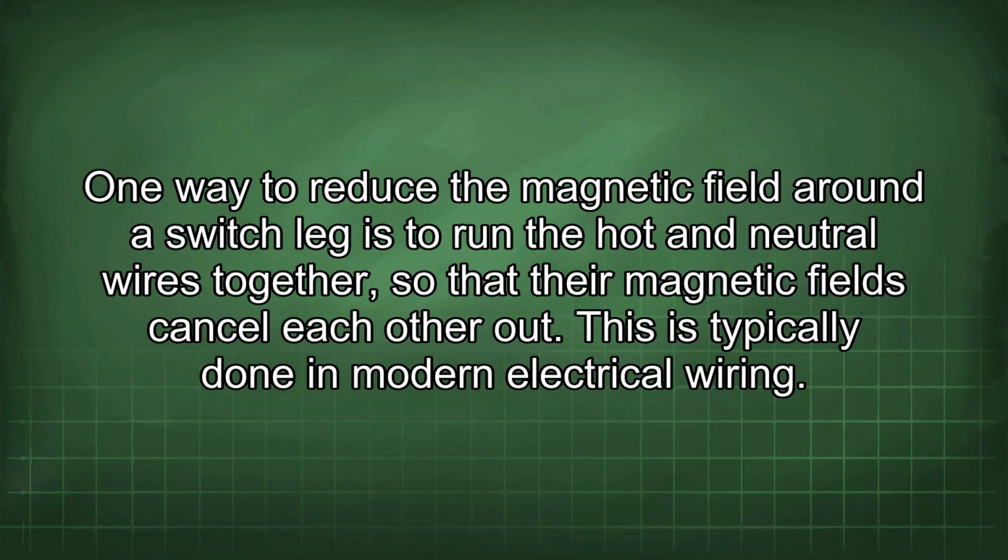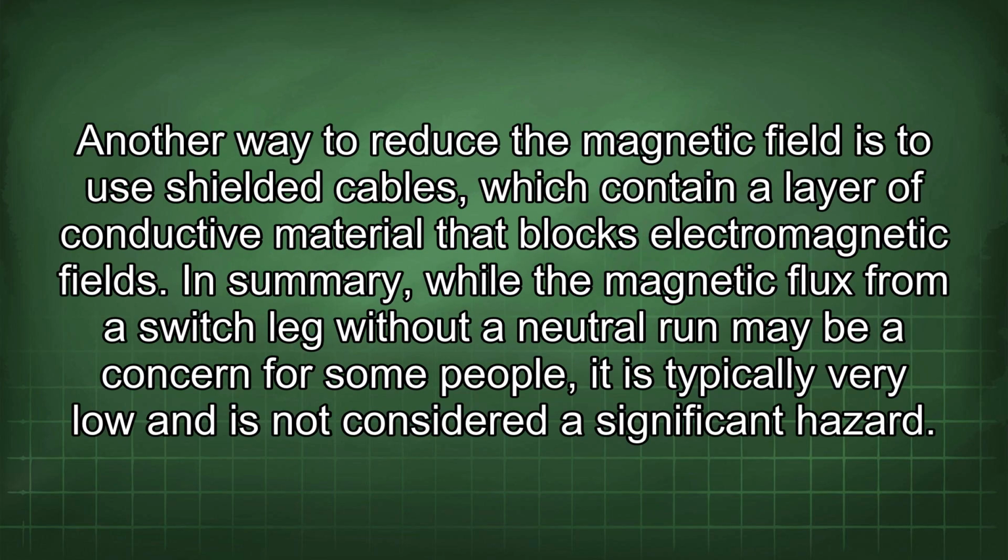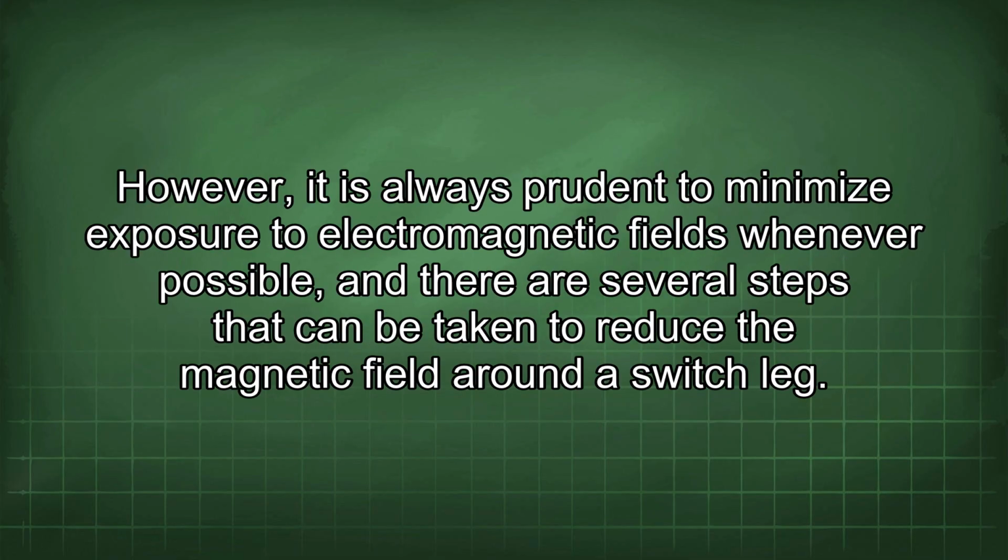One way to reduce the magnetic field around a switch leg is to run the hot and neutral wires together so that their magnetic fields cancel each other out. This is typically done in modern electrical wiring. Another way to reduce the magnetic field is to use shielded cables, which contain a layer of conductive material that blocks electromagnetic fields. In summary, while the magnetic flux from a switch leg without a neutral run may be a concern for some people, it is typically very low and is not considered a significant hazard. However, it is always prudent to minimize exposure to electromagnetic fields whenever possible, and there are several steps that can be taken to reduce the magnetic field around a switch leg.